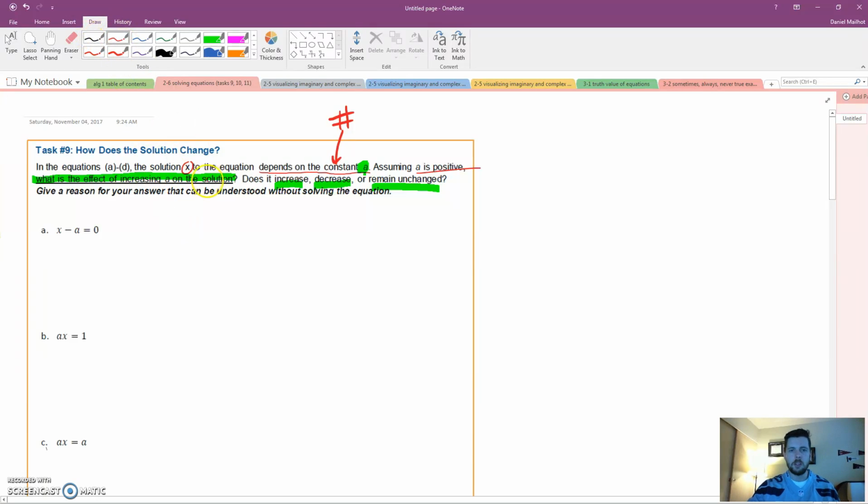Try different values for a. So what would happen if a was 0? What if a was 1? What if a was 5? What if a was 10? You don't have to use those numbers, but pick numbers and see what x would have to be if you changed the value of a. All right, if you increased it.